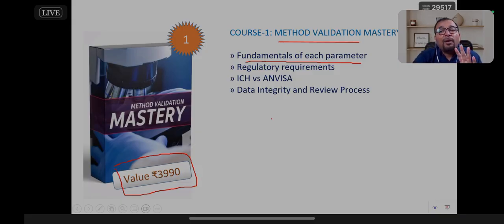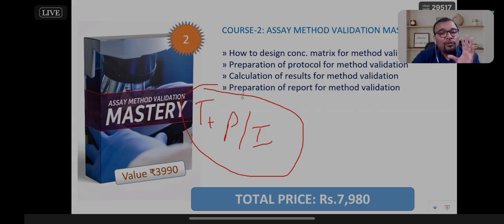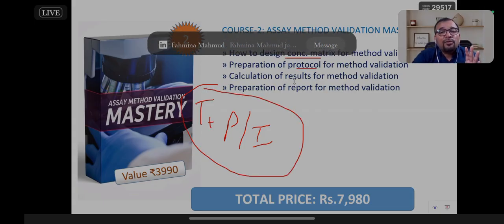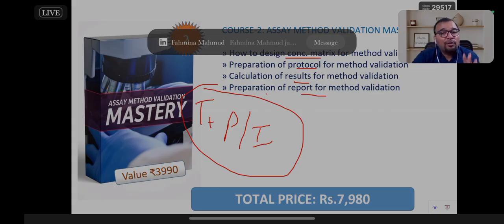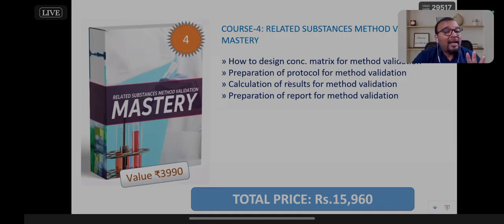The second course is again about assay validation, how to actually execute assay validation. This is going to be a practical, implementable course, not a theoretical course. All my courses are theory plus practical implementation. This is the structure of all our courses. So you understand how to design the concentration matrix, protocol, result, and report. Similarly, you have the dissolution validation course and the related substances validation course. I hope you understand the four initial courses, which are based on the validation aspect.